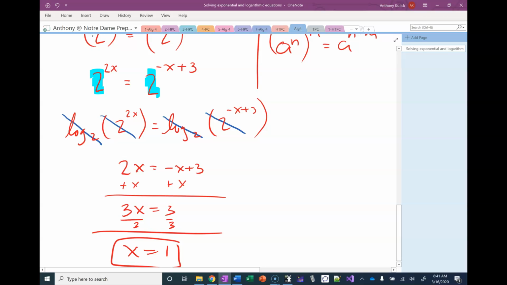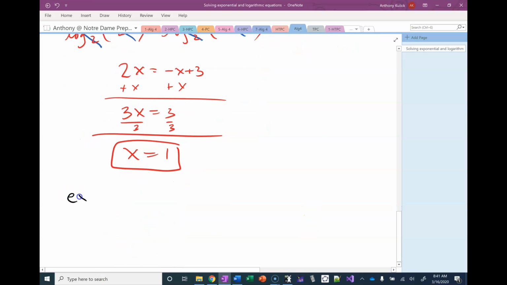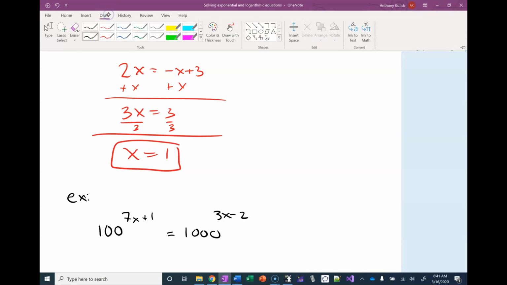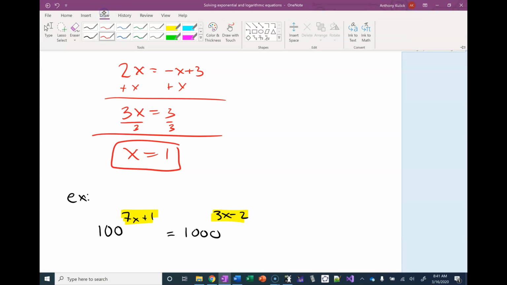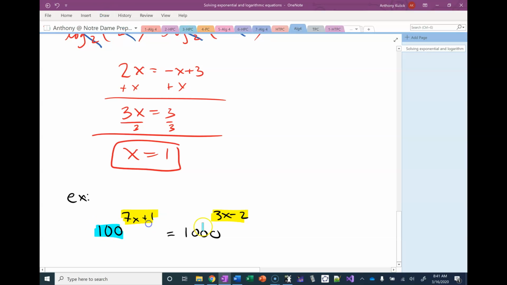Okay. So let's do that one more time. Again, I notice that this is the situation where I have variables in more than one exponent. So my first order of business is to look at the bases of these two exponentials and figure out a way to rewrite them so that they have the same exponent base.